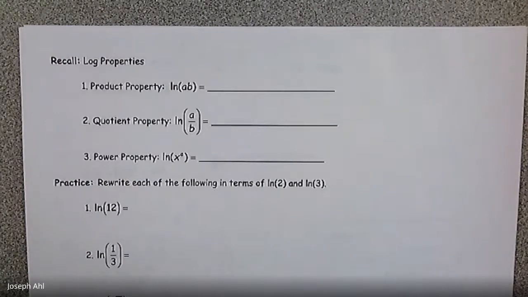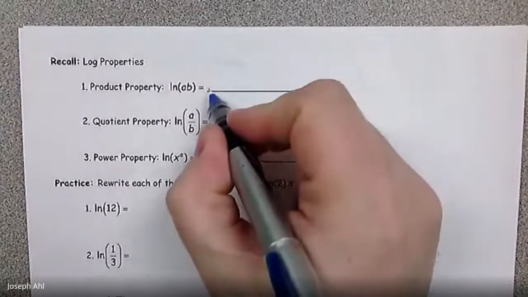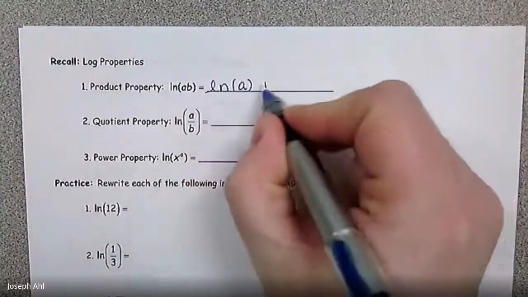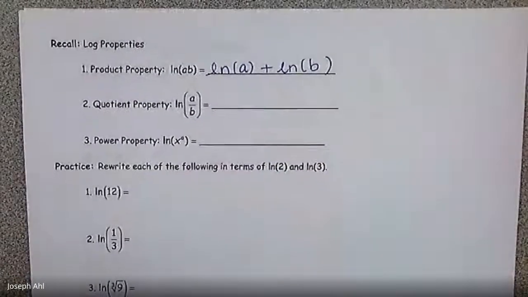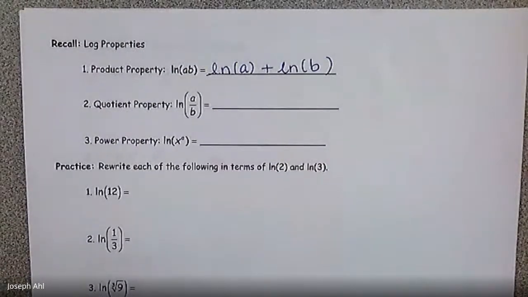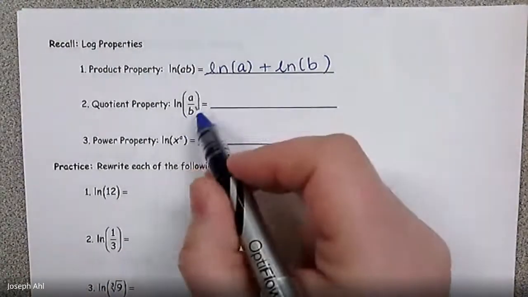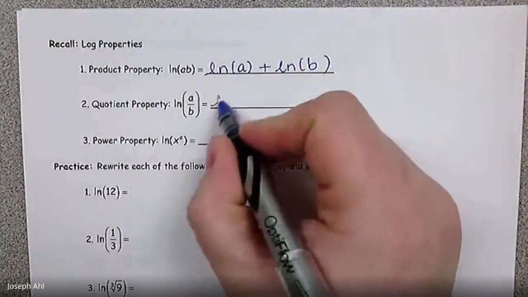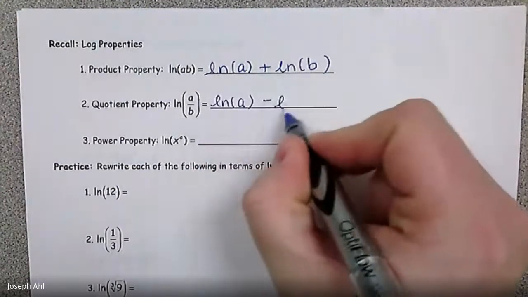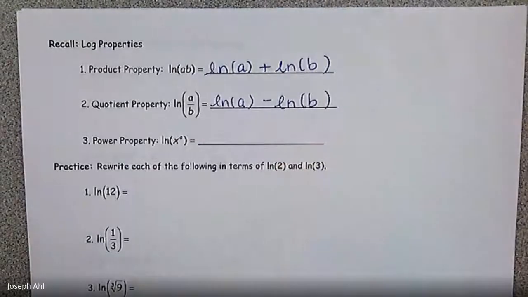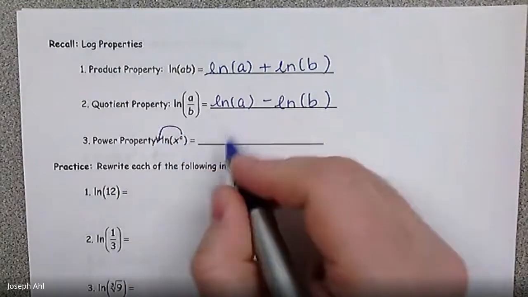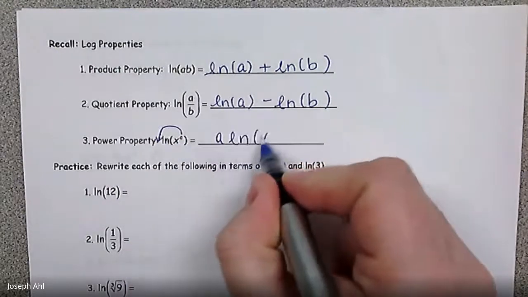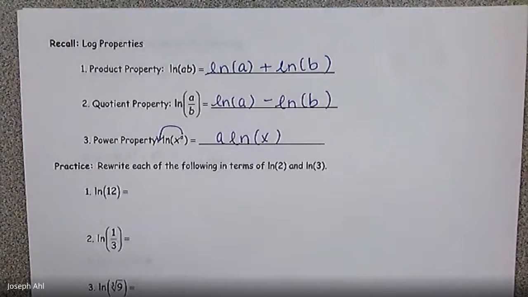So, for example, ln of a times b, that's going to be ln of a plus the ln of b. So hopefully you remember these properties as far as multiplication expanding to addition. If you have ln of a over b, the quotient rule would be ln of a minus ln of b. And then finally, ln of x to the a power. The power property here brings the exponent to the front, so we get a times ln of x.